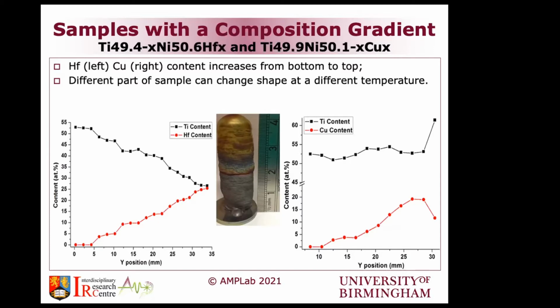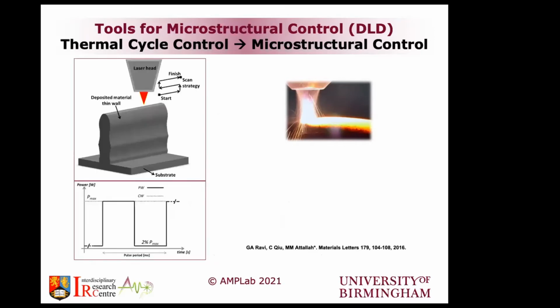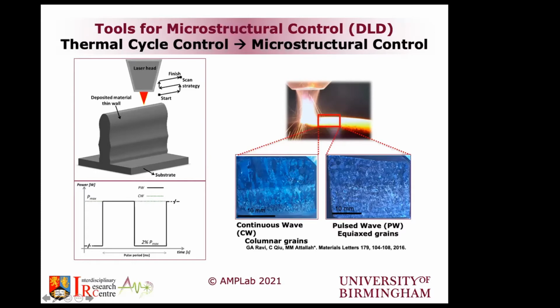That's not all on DLD, and just to keep in tune with the case studies that I'm talking about, other work we've done looked into another tool to grade the microstructure, which is using pulsing in DLD. Our TRUMPF DLD system in Birmingham has the ability to pulse the laser. We can do a continuous wave laser where the laser power is constant, or we can do a pulsing level where the power will drop down to 2% of the maximum, and then it goes up and down, up and down, up and down. Using this strategy, we were able to control the grain structure in a similar way.